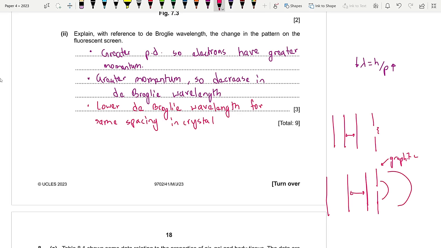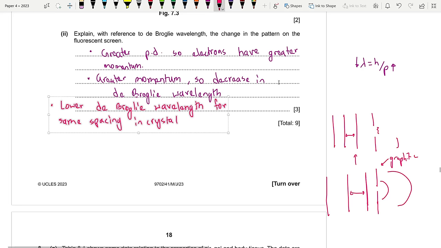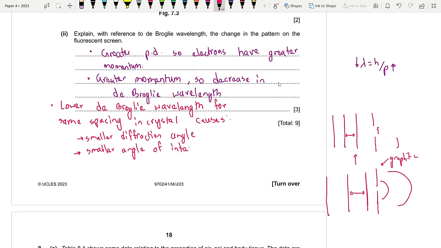The angle of diffraction will actually increase. So what happens here? We actually lower the wavelength, right? If you lower the wavelength, that will actually lead to a smaller diffraction angle. Increasing the wavelength by keeping the slit width the same actually increases the diffraction angle, but due to a lower de Broglie wavelength for the same spacing in crystal, this causes either, you could say, a smaller diffraction angle, that's one, or an alternate answer would be smaller angle of intensity maxima.